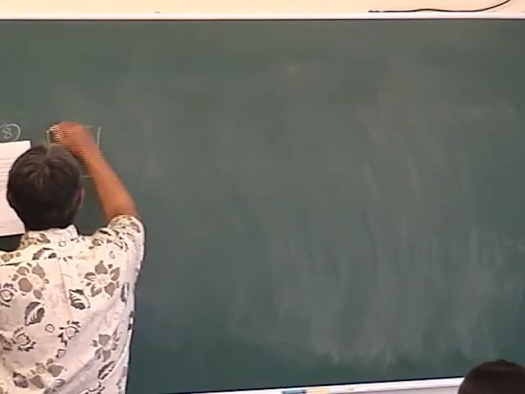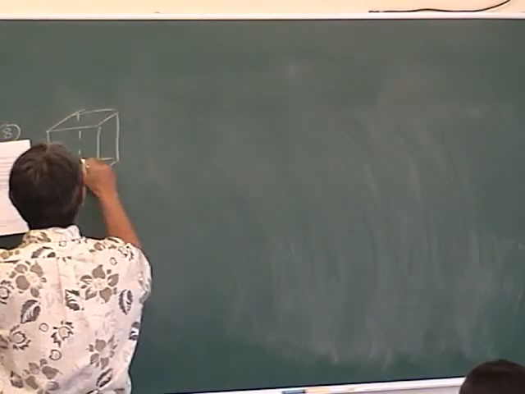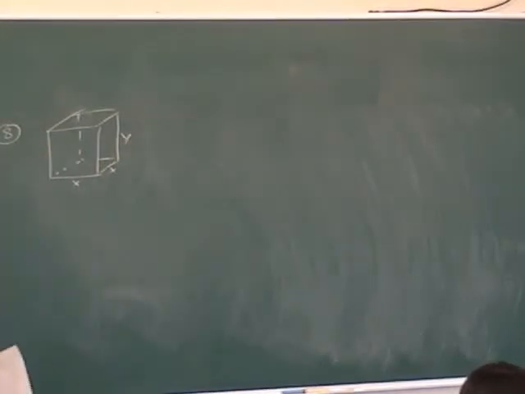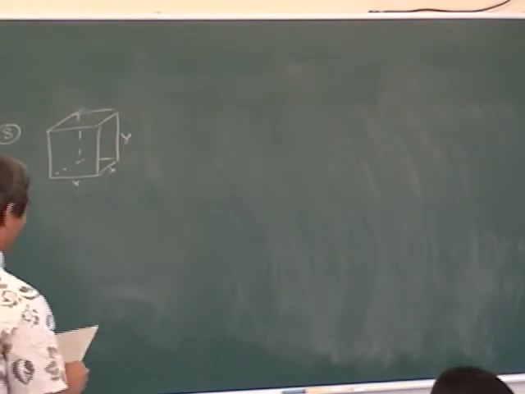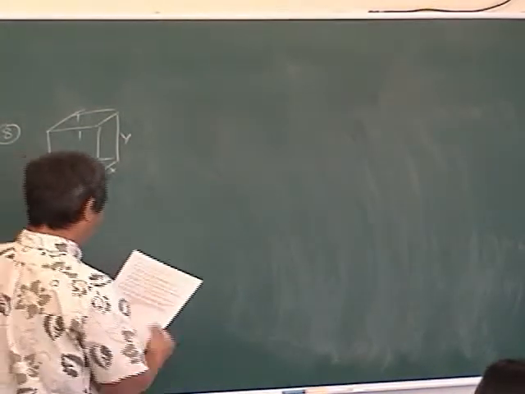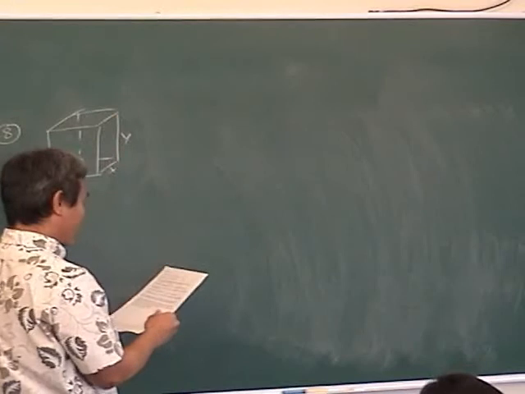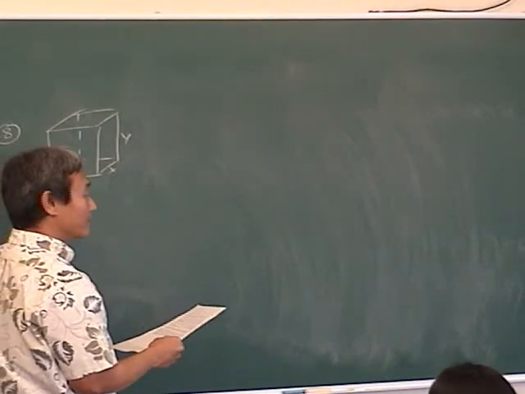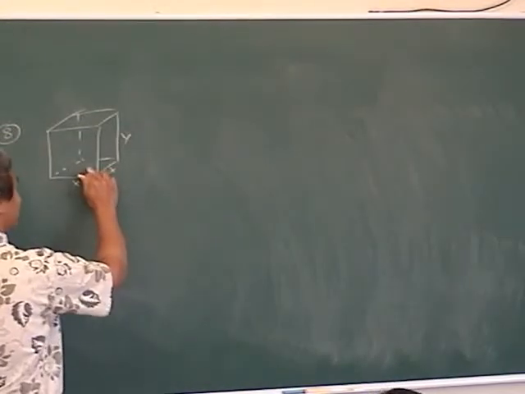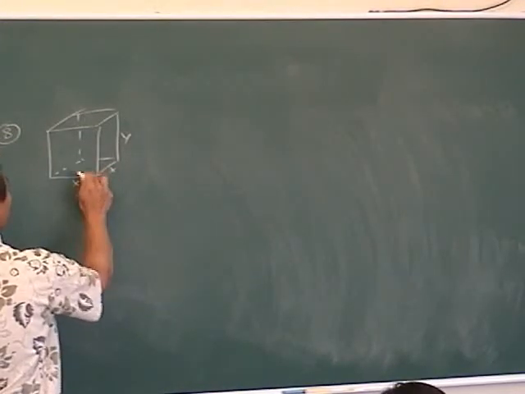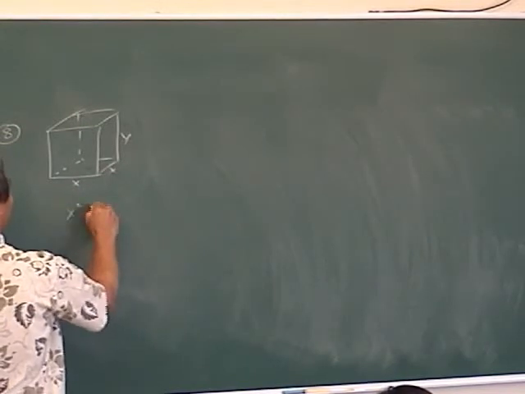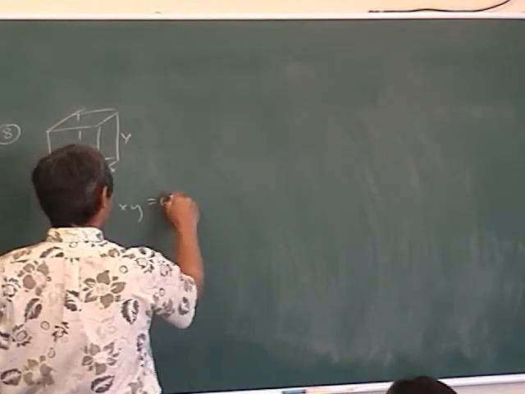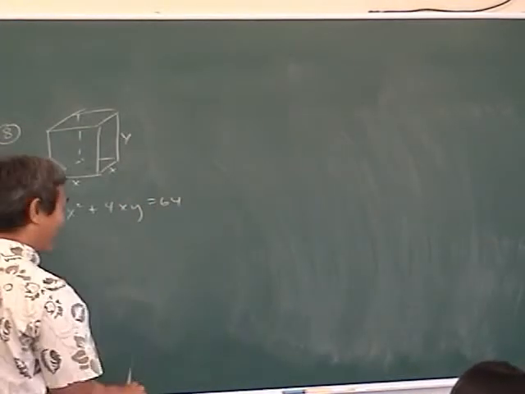A box with a square base. Now tomorrow I'll probably give you a picture that looks like this. Is that going to help you? Yeah, I'll give you a picture tomorrow if that's what you want. No top is to be made from 64 square feet of material. So what equation can I write there? The surface area of this box is 64. So there's a square on the bottom, and then you got 4 rectangles around the side. x squared plus 4xy has to equal 64. You write that down, you get 1 point.